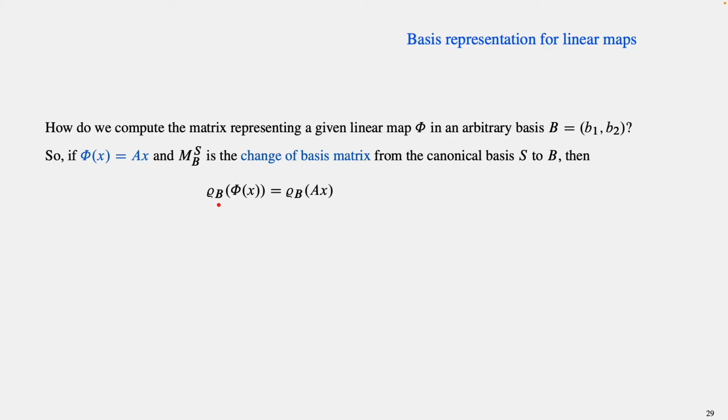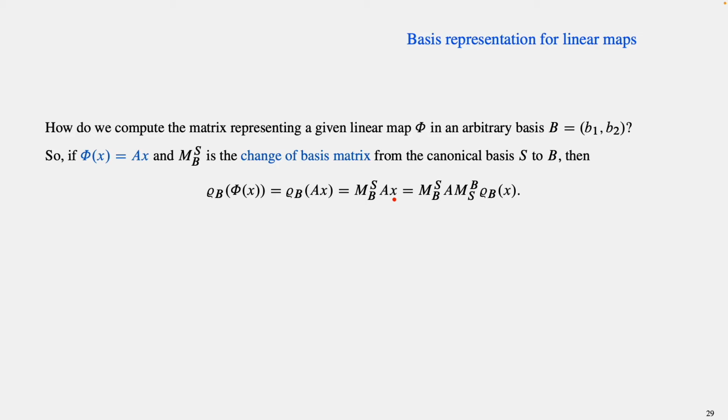Phi of x represented in the basis B, so rho B of phi x, is, because of this, the same as rho B of AX. And this is the same as MSB times AX, because here we can view this as rho S of AX, so the canonical basis representation of AX. And we change from this canonical basis representation to the basis representation for B, and this is done by MSB. So to get this, we multiply AX by MSB.